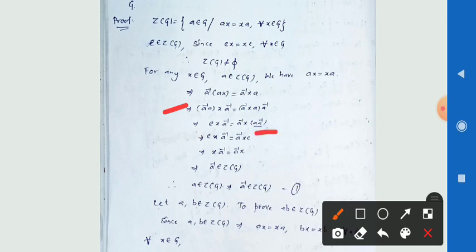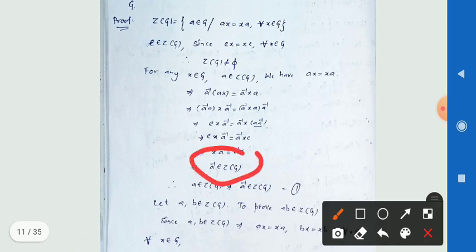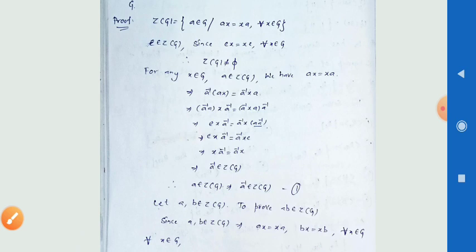Here A inverse into A becomes E, and X into A inverse. Here also A inverse into X, and A into A inverse becomes E. Then E into XA inverse is equal to A inverse XE, that becomes X into A inverse is equal to A inverse into X. This is the condition we got: X into A inverse is equal to A inverse into X. Therefore this A inverse element belongs to Z(G). If A belongs to Z(G), we got A inverse belongs to Z(G).